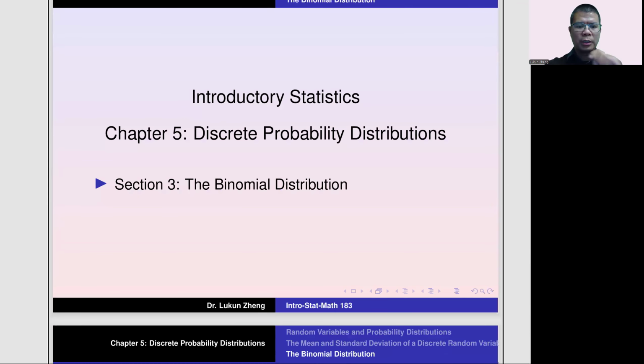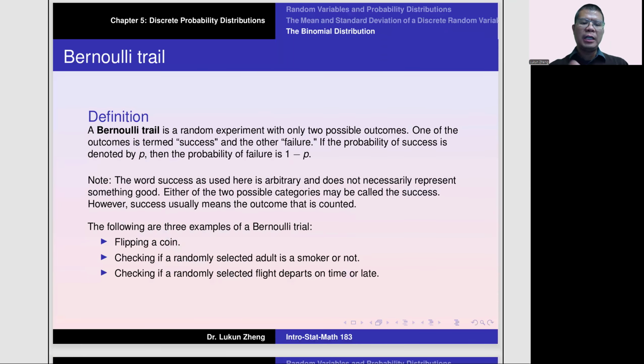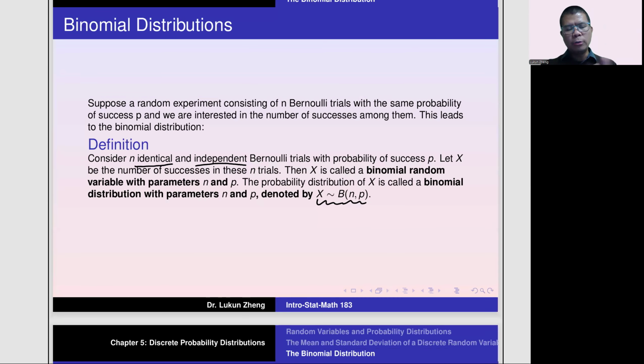Now let's move on to section 3, binomial distribution. For binomial distribution, we have this Bernoulli trial, right? Two possible outcomes. One is called success, the other is called failure. And the binomial distribution is a sequence of n identical and independent Bernoulli trials with the same probability of success p. Then we say x is the number of successes, and x is a binomial random variable with parameters n and p. So we have that.